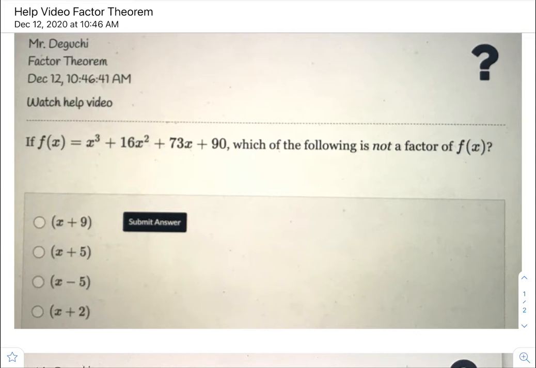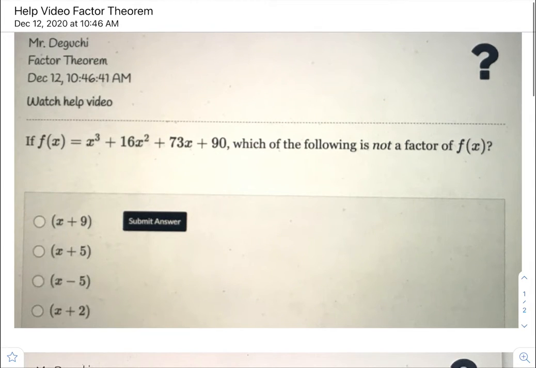So just remember, you guys, if you do have a factor, that means it's also a zero. If it's not a factor, that means it's not a zero, which means you will have a remainder. So essentially, which of the following is not a factor means you're going to be looking for which one gives you a remainder and not zero.